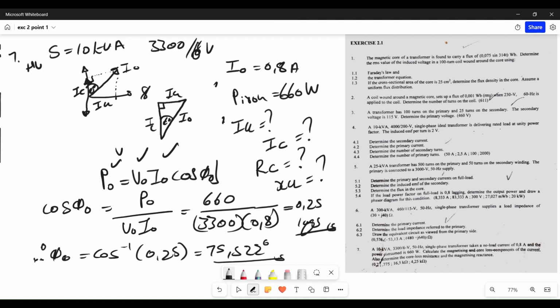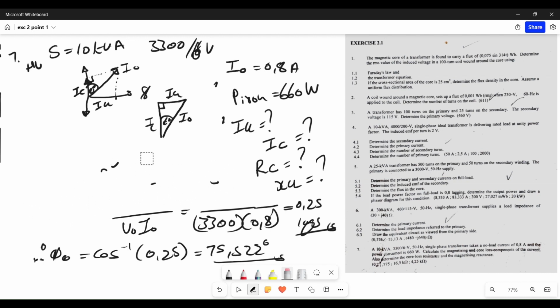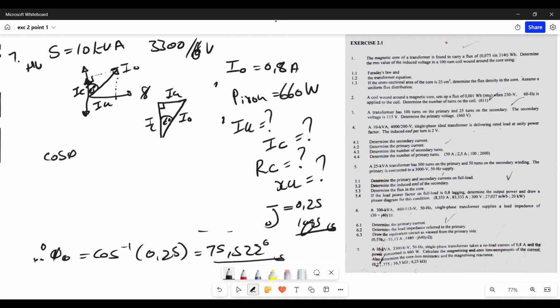Now that we know the angle inside this triangle that I drew here, we know that if we take the cos of this triangle, cos phi O is equal to IC over IO, which means that IC is equal to IO cos phi O. So we can find IC.